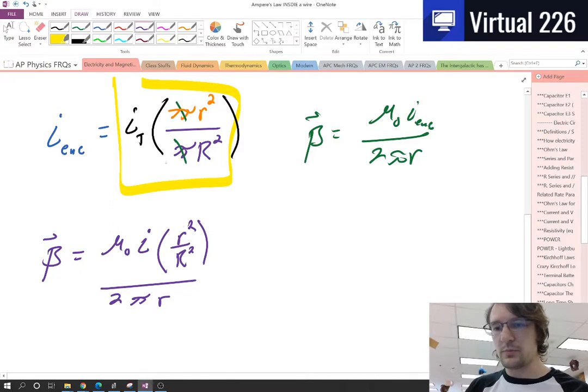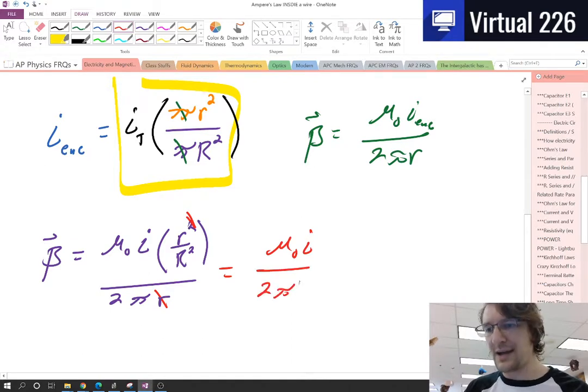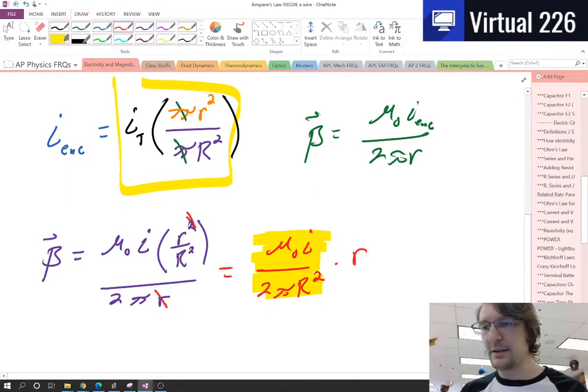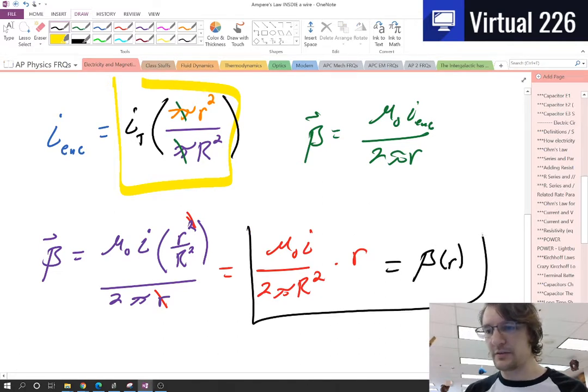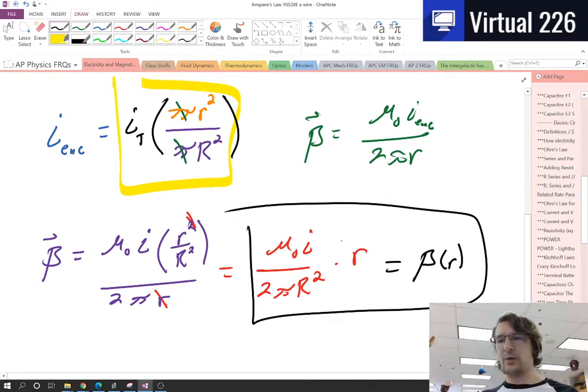Whenever we mess around with this and simplify, we find that an r and an r, the little r, goes away. And our final answer is going to be mu naught I divided by 2 pi big R squared. These are all constants, so I'm putting them all together. The thing that can change is that this is multiplied by little r, because I still have a little r left here. So this is my final equation, the B field at some inner radial distance. If we're inside a wire, this is what we are going to have.